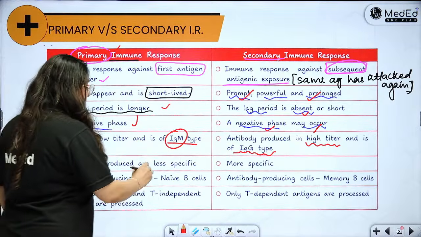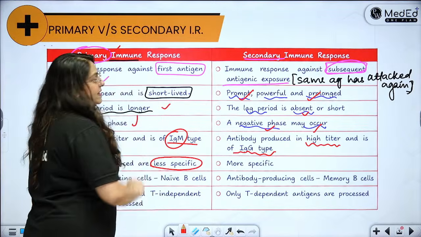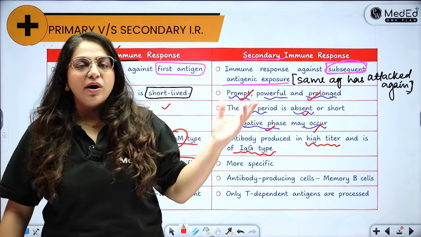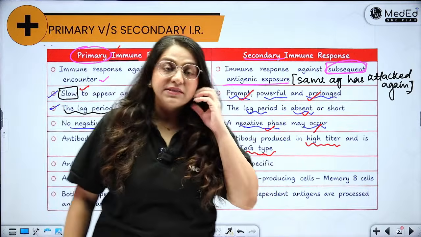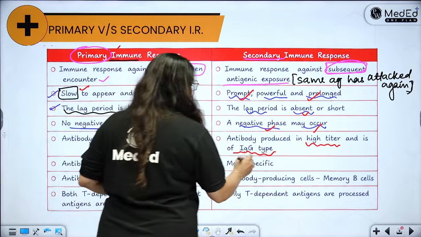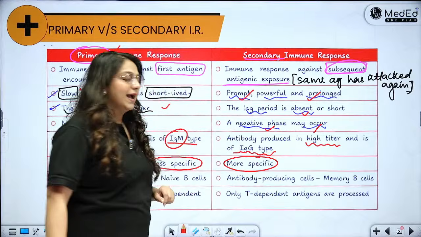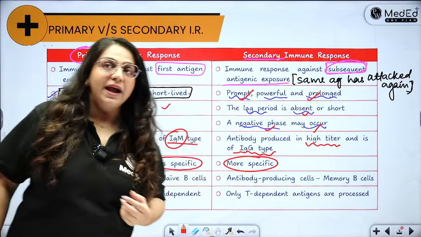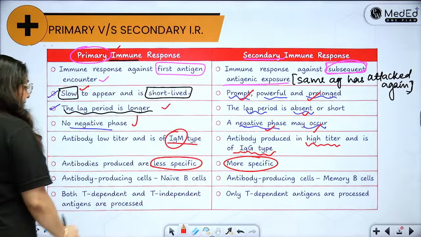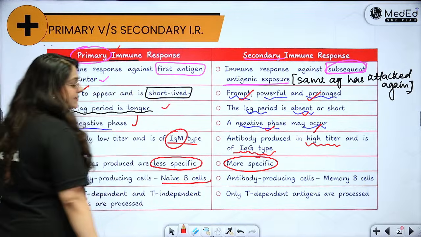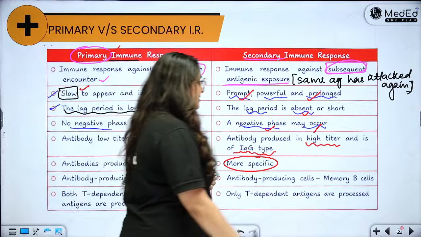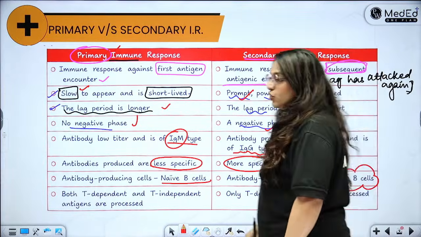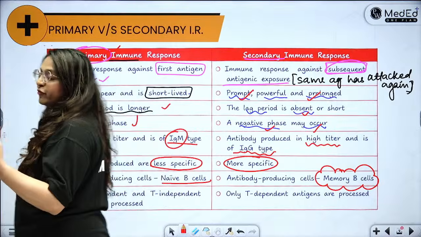Antibody produced here in the primary immune response are less specific because they don't have much time. So whatever floating IgM antibodies are there, they are going to come and attack first. But in the secondary immune response, you have a more specific type of attack because memory has come into play. You've gotten the time, the body is prepared beforehand. Here antibody producing cells are the naive B cells. Here the antibody producing cells are the memory B cells. Like I said, memory B cells are always going to have a more specific type of immune response.